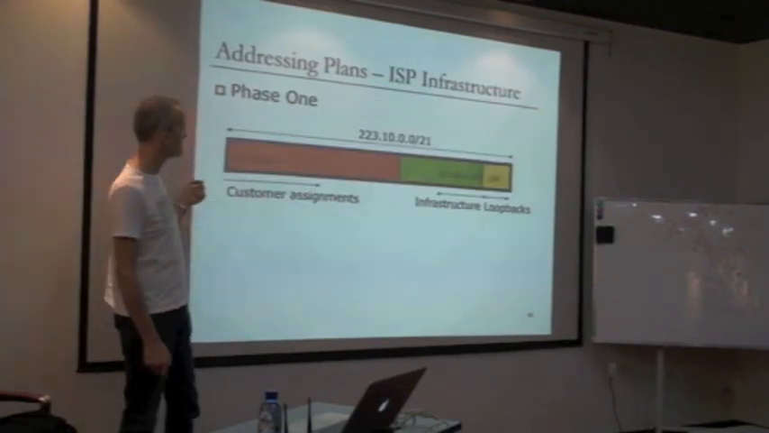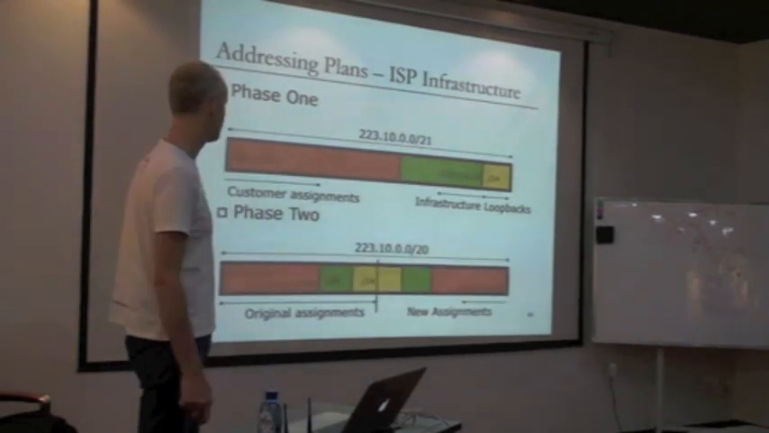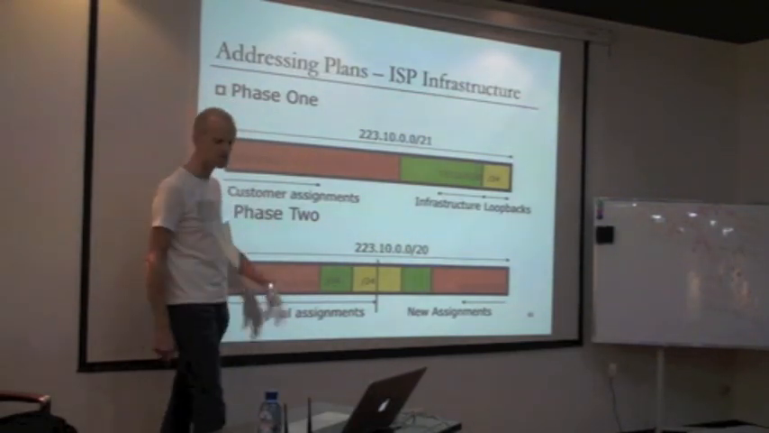So I looked at the address plans. We've done this before in the labs. Phase 2, V6, you're likely to get an adjacent one. V4, it's all gone, so this doesn't work anymore.